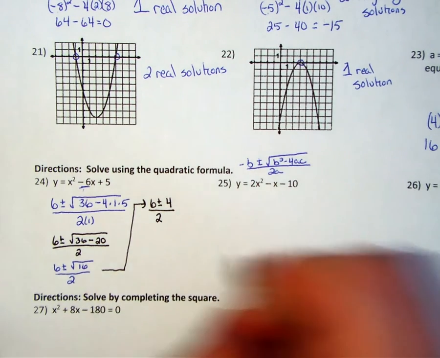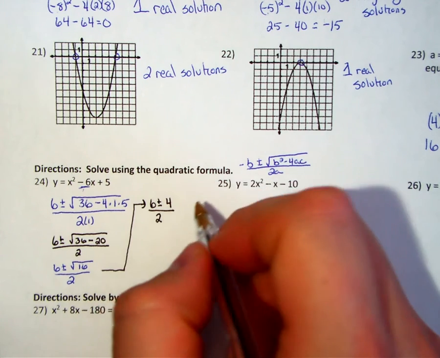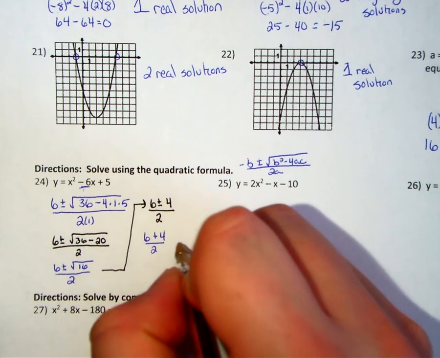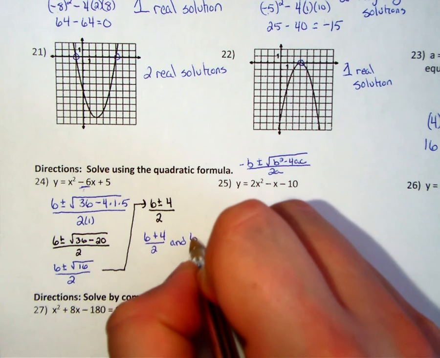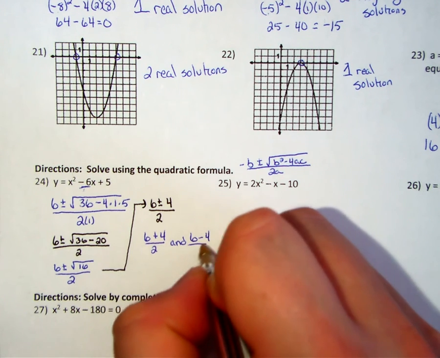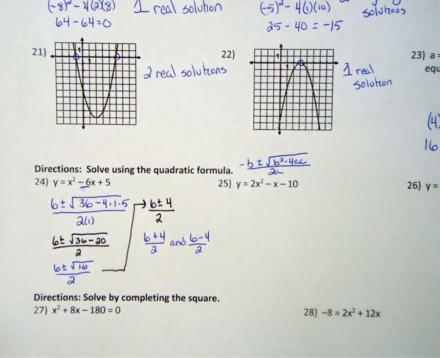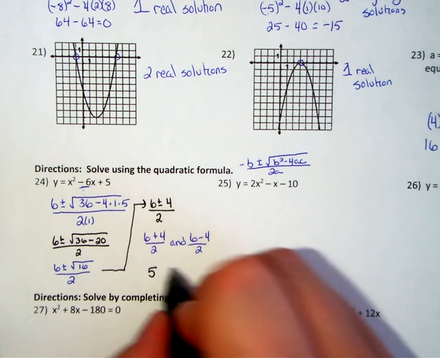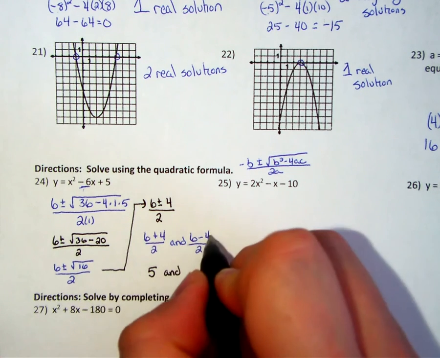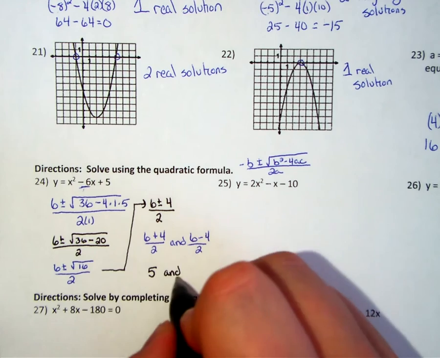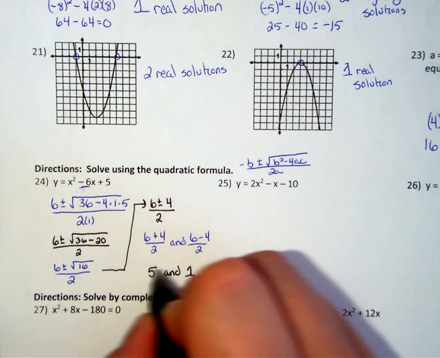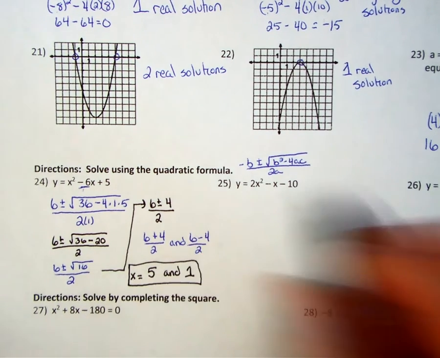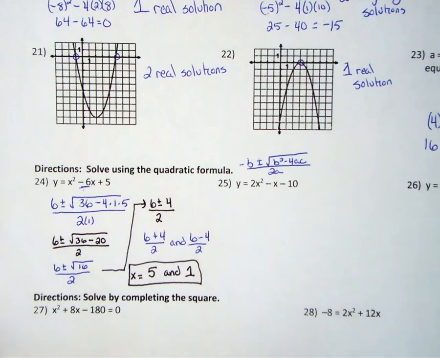At this point, we can split it. 6 plus 4 divided by 2, and 6 minus 4 divided by 2. Well, 6 plus 4 is 10, divided by 2 gives me a solution of 5. And 6 minus 4 is 2, divided by 2 gives me a solution of 1. So x is going to be equal to both 5 and 1 for this first quadratic.